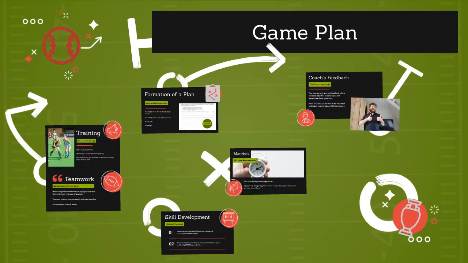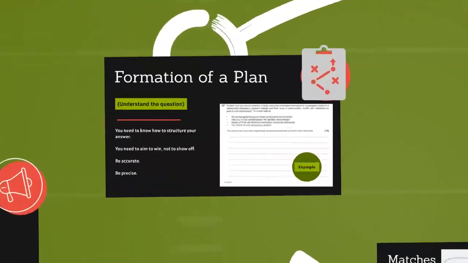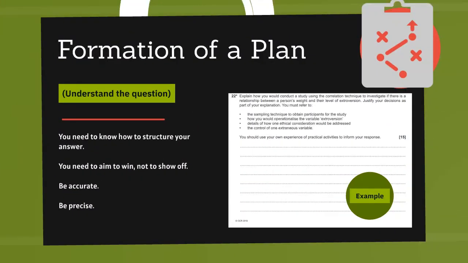The basic idea is that you've got to work at this as if you were doing any kind of other training. And of course, we'll use a sporting analogy. Why not? The first thing you've got to do is have a plan of action. We're going to use this little example you can see on the screen from a 2019 paper. And the first thing you've got to do, of course, when designing a plan is actually understand the question. Once you've understood the question, you need to know how to structure your answer.